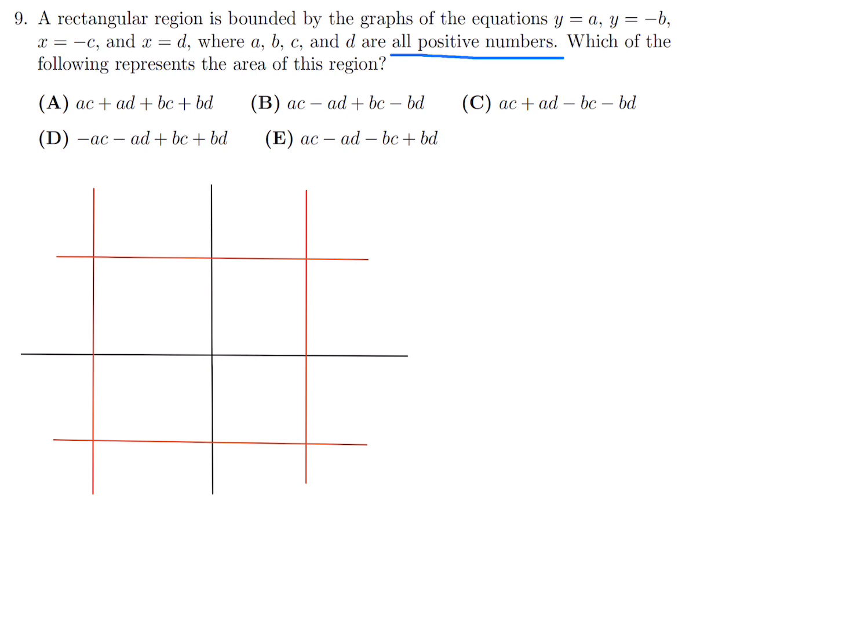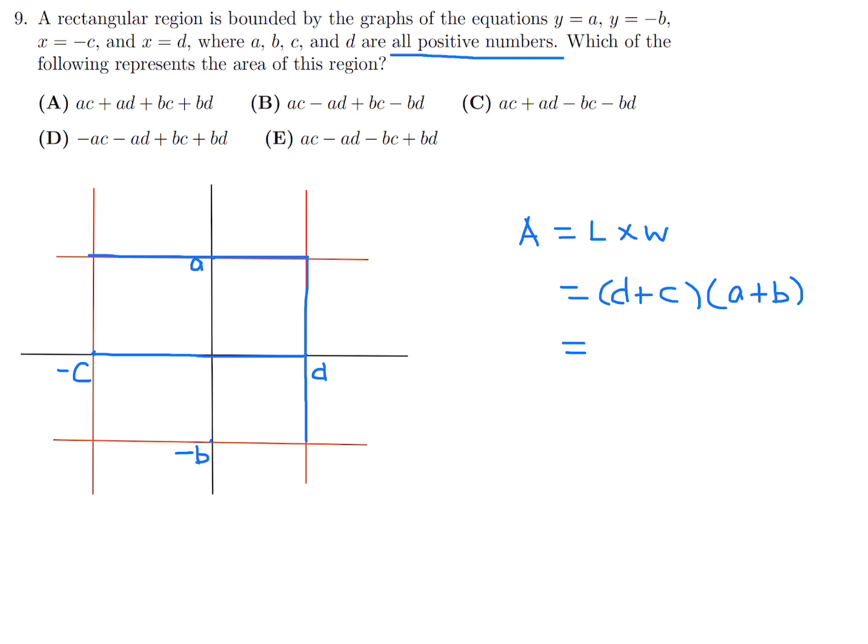So let's now label this. Y is a, so this is a right here, this point. Minus b, so this is minus b. And then d is here, and then, of course, minus c would be here. So just with our letters, we can easily figure out the area of this rectangle, length times width. The length, from here to here, is the same as from there to there. It's obviously d plus c. And then the width, from there to there, is obviously a plus b.